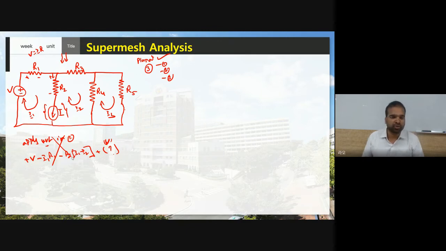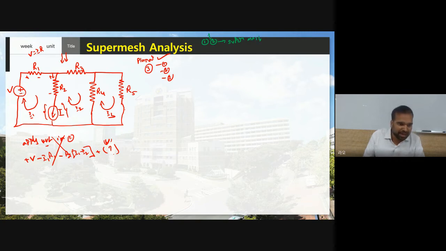Then what do we have to do? Super mesh. Then how to apply super mesh analysis to this particular circuit? Clear? Now see, this particular current source is common to two nodes, I1 and I2 node. Yes or no? Then here, loop 1 and loop 2, this current source is adjacent to loop 1 and loop 2. So by using loop 1 and loop 2, you need to form a super mesh.